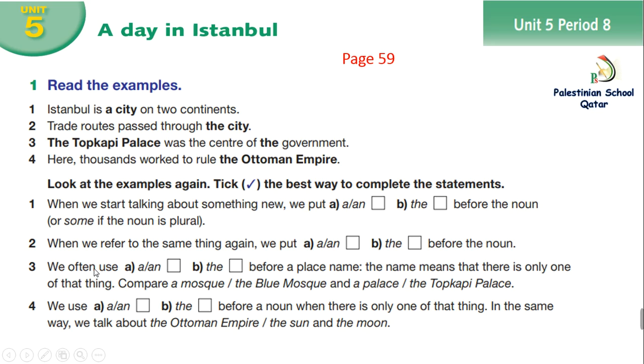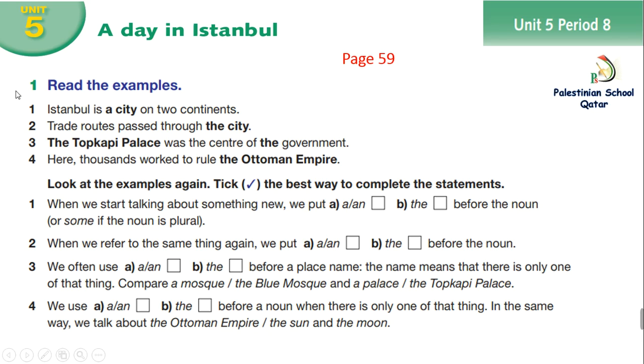Okay, now let's come to our page 59 in your book. Read the examples. Number 1. Istanbul is a city on 2 continents. A city, okay, on 2 continents. We mention city for the first time, so I have to put it with a. Istanbul is a city on 2 continents.